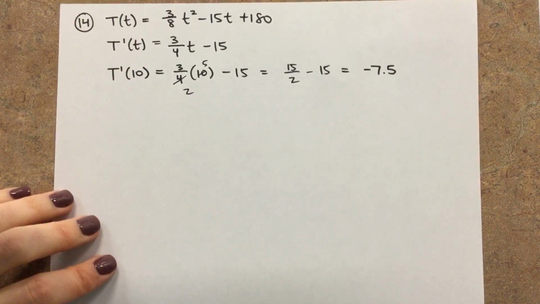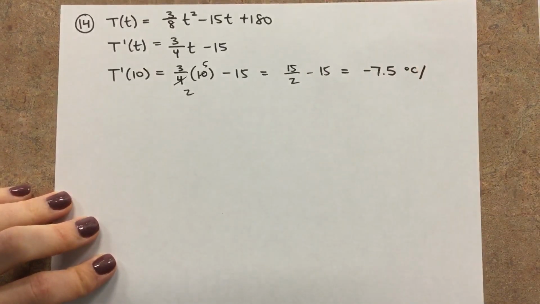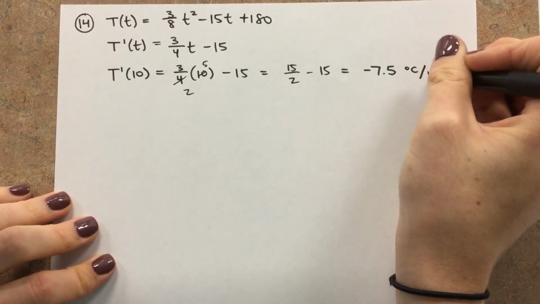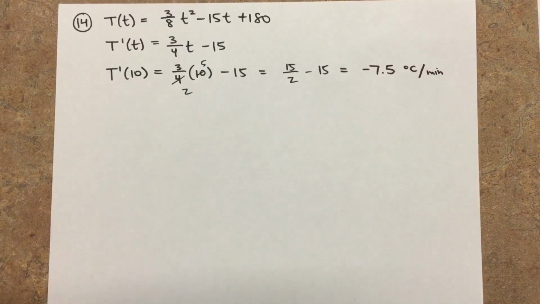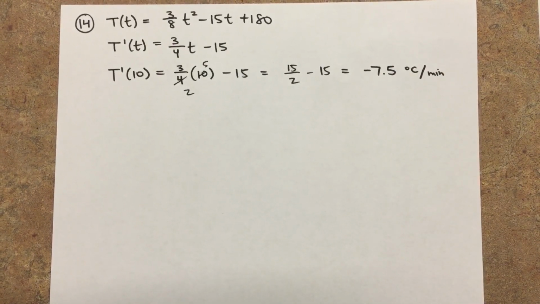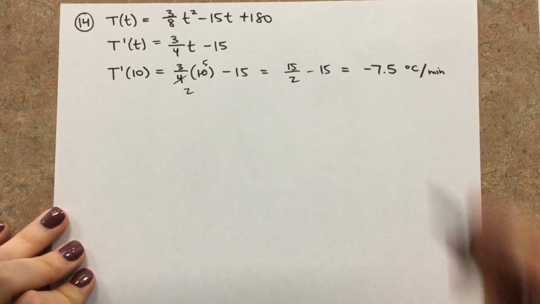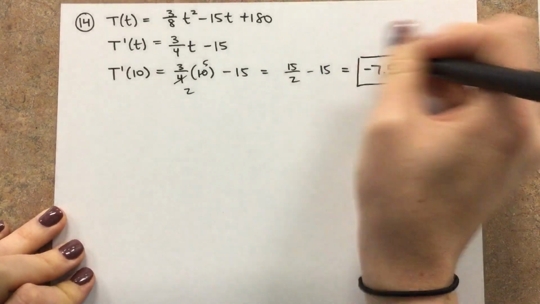And it said give correct units. So the temperature was given in degrees Celsius, and then the time was given in minutes. So the rate of change, think like change in y over change in x, would be change in temperature over change in time. And so your units would be temperature in the numerator, time in the denominator. So that is our first answer.